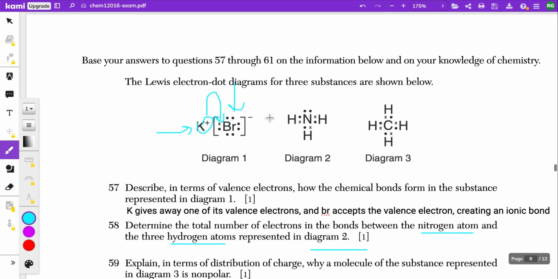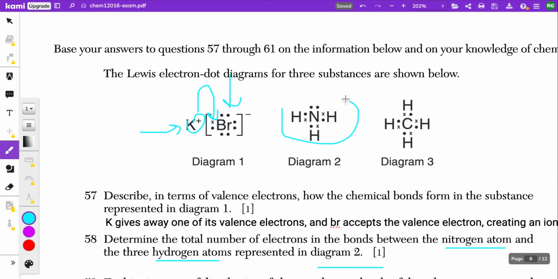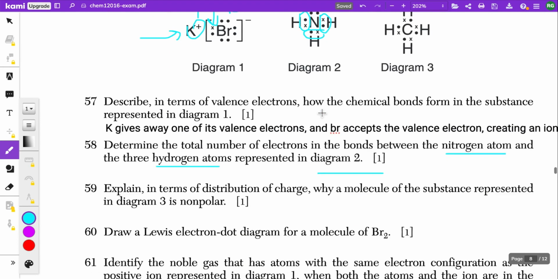Determine the total number of electrons in the bond between nitrogen atom and hydrogen atoms in diagram 2. Well, nitrogen has 3 bonds right here. You can see it has 1 bond, 2 bond, 3 bond. How many electrons are shared? Well, we'll just count the number of dots. 1, 2, 3, 4, 5, 6.